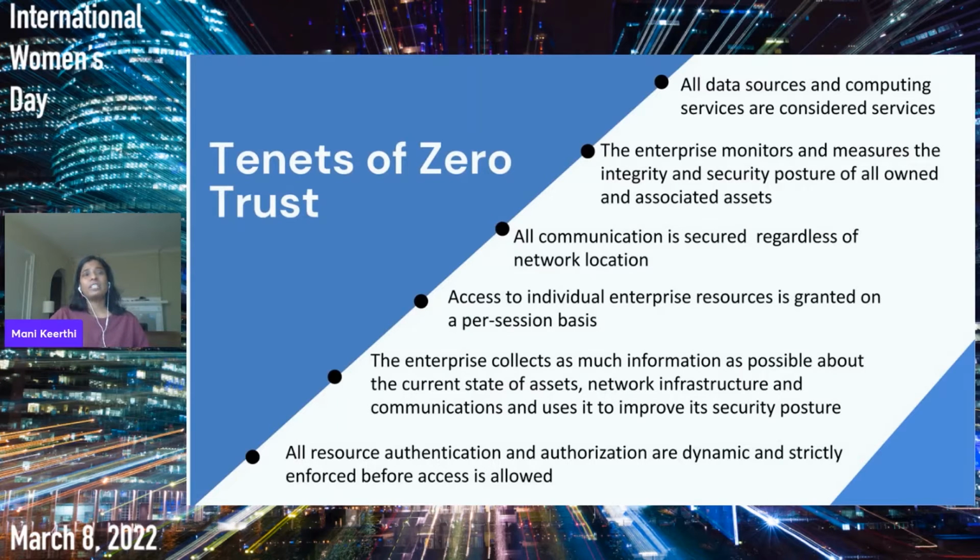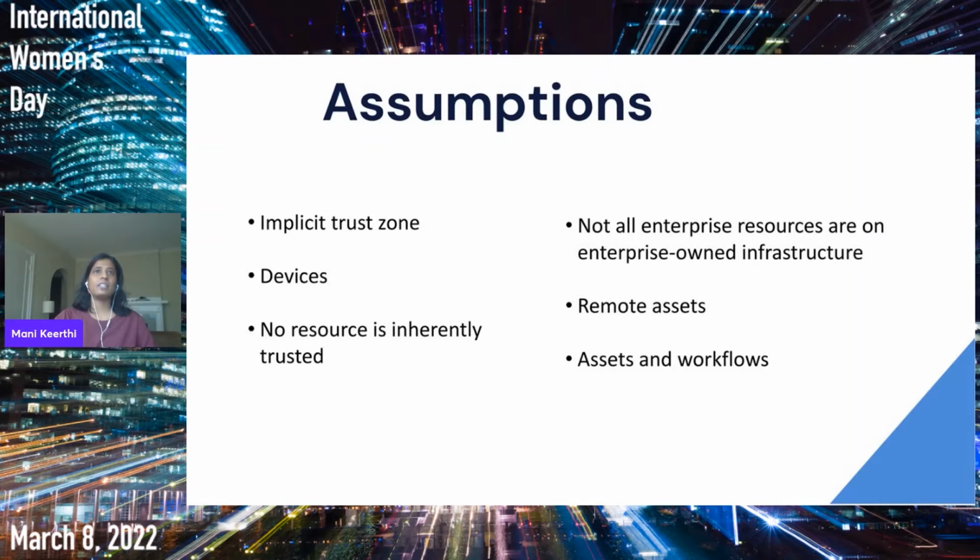So the above tenets attempt to be technology agnostic and help in the implementation of zero trust architecture. So having understood the tenets or the principles of zero trust, let's move on to the next one, which is basically the assumptions. So when I say assumptions, once you have figured out the zero trust architecture tenets or principles, we need to work with the network with the below assumptions.